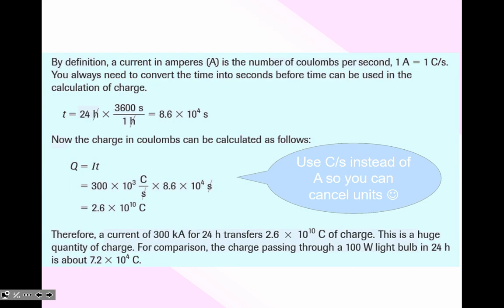Okay, the units are coulombs. So here we have our conversion to seconds. We have our formula. Always write down your formula. Q is equal to I over T. Okay, we have our time.